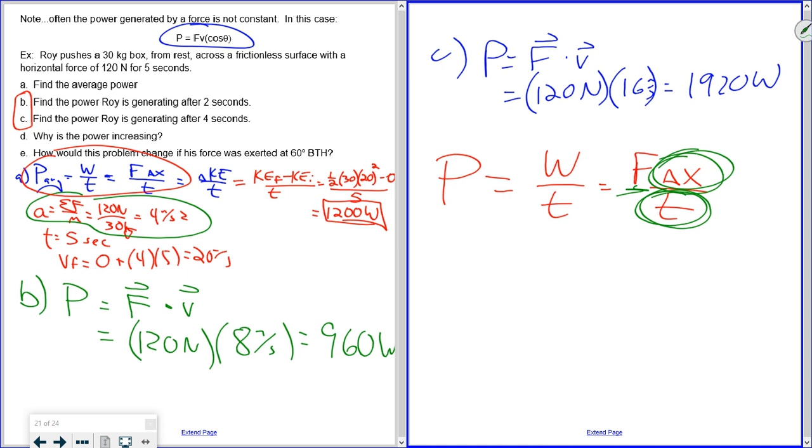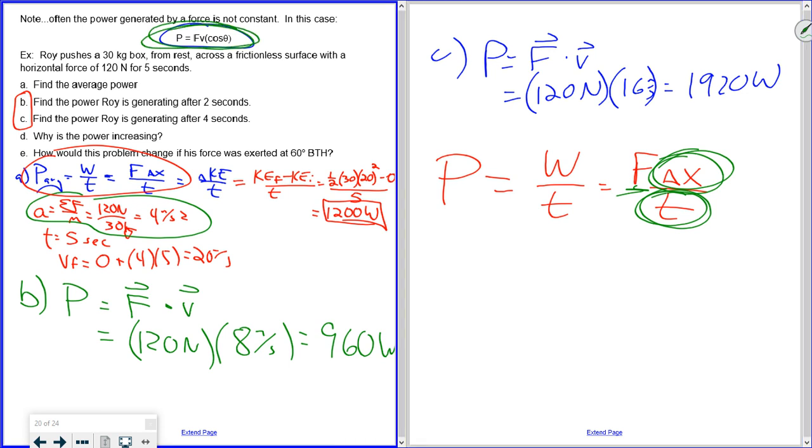Okay, and then E says, how would the problem change if the force was exerted at 60 degrees below the horizontal? Well, you just have to multiply everything by cosine of theta, right? Because your work is F delta x cosine theta. All of this would be times cosine of theta. So the angle doesn't really make it that much harder.